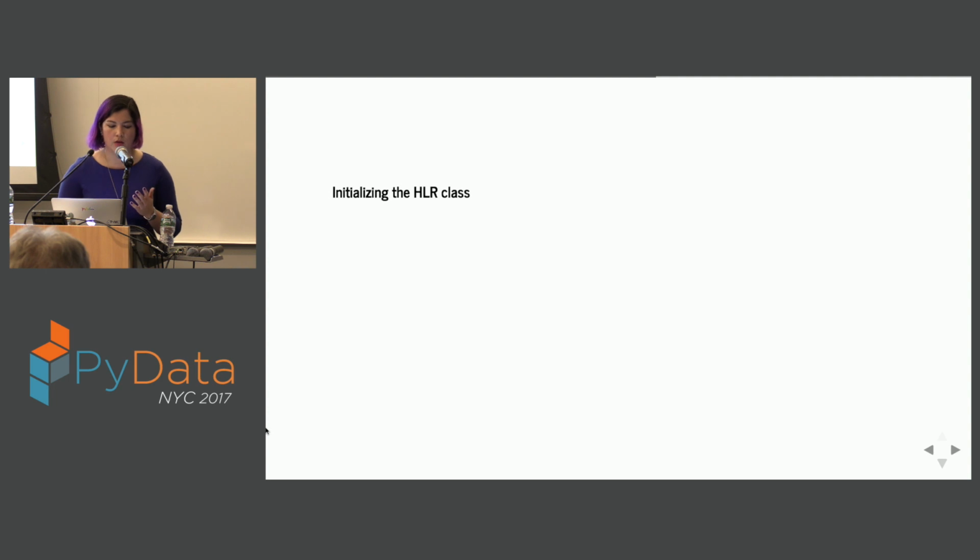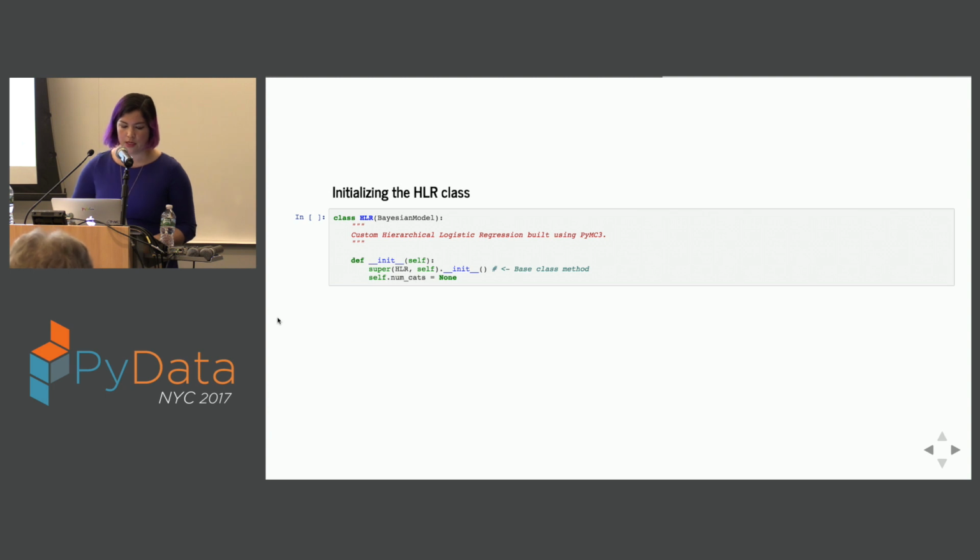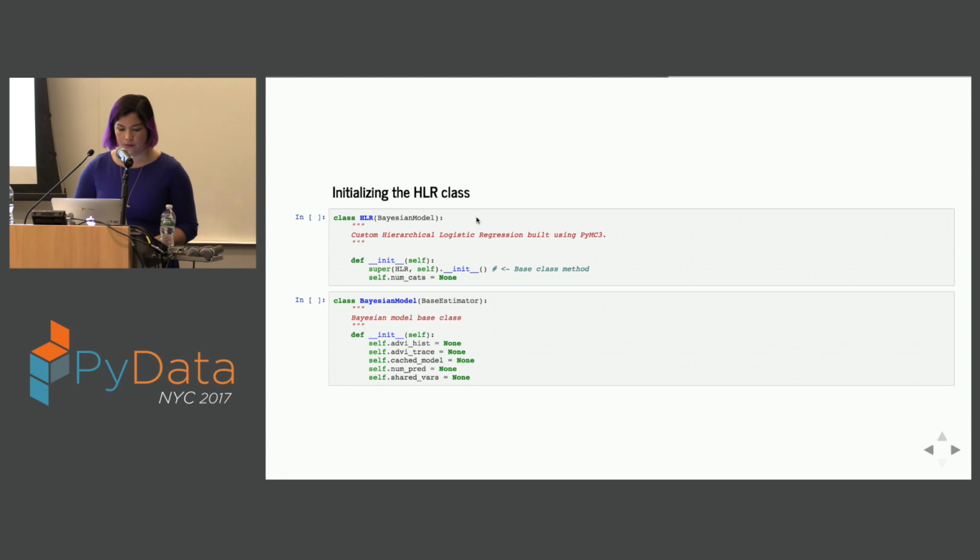Okay. So now we can dig into the code. So first step, initializing the HLR class. You can see that this child HLR class calls the parent Bayesian model class. The parent Bayesian model class, in turn, calls the scikit-learn base estimator class. This means that you should be able to use this class with your favorite scikit-learn transformers in a pipeline, grid search, all the things you know and love.